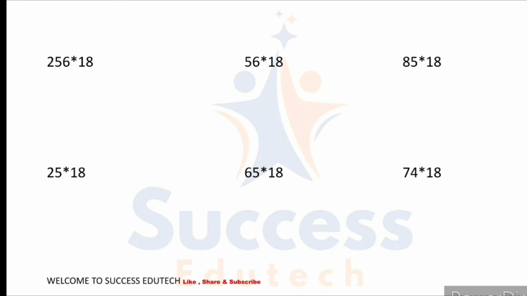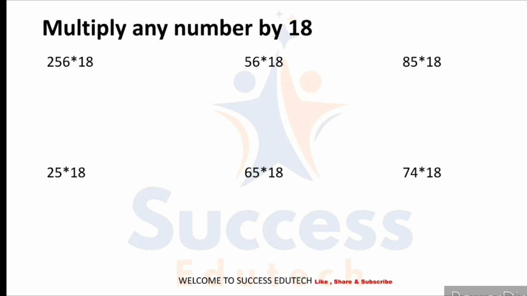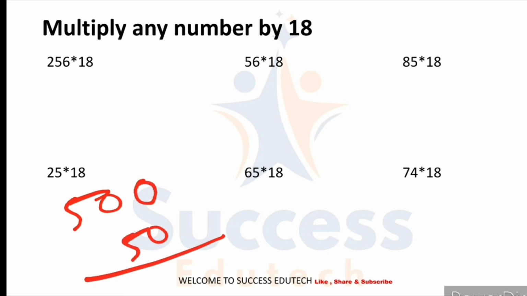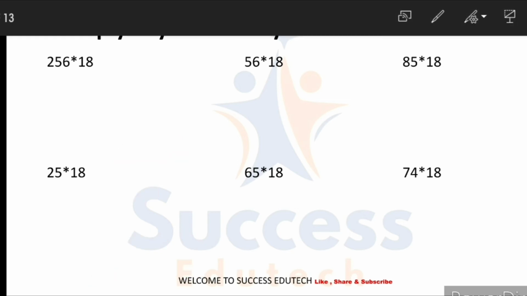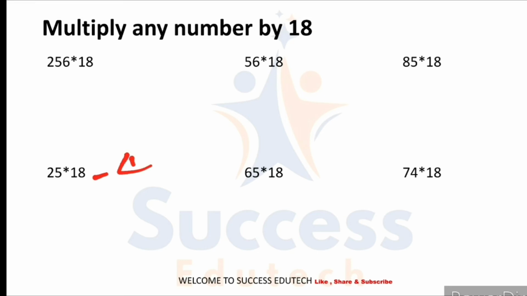Now multiplication by 18: what do you have to do here? You have to make a double of this multiplying factor. Start with your simple one. Multiply 25 by 18. The double of 25 is 50. Put a 0 and subtract the double from this, that means 500 minus 50. We get 450. So again the answer is 450.